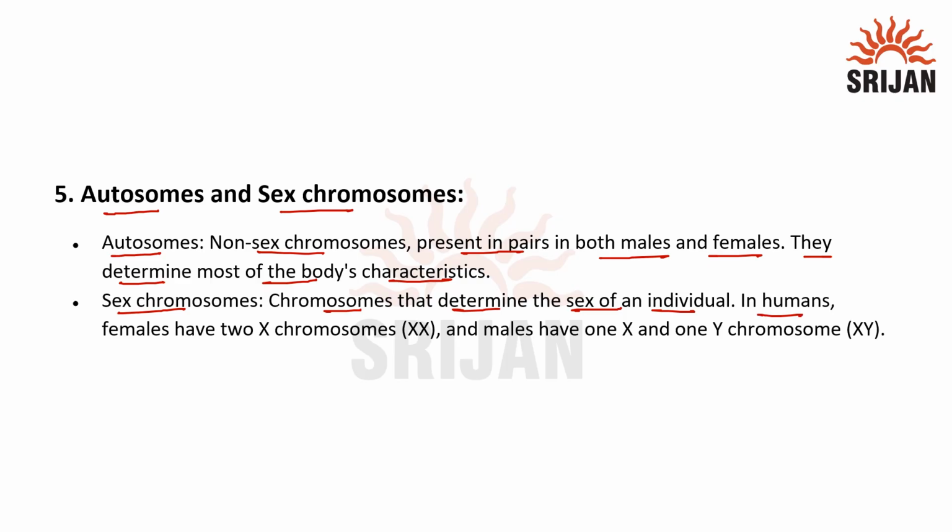In humans, females have two X chromosomes, that is XX, and males have one X and one Y chromosome, that is XY. I hope it is clear to you.